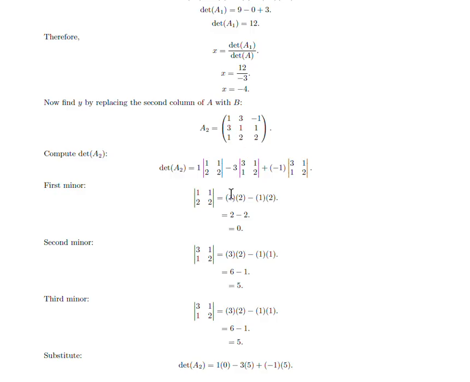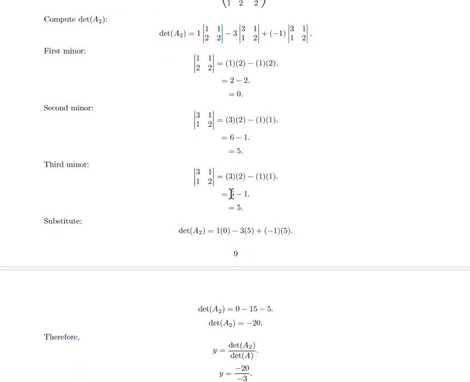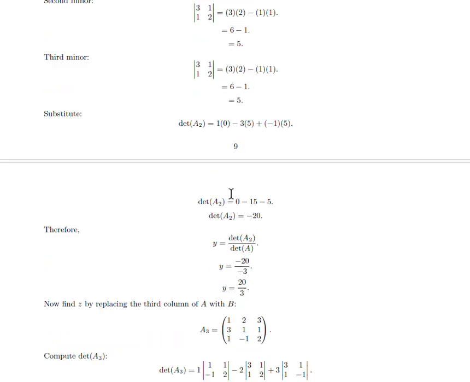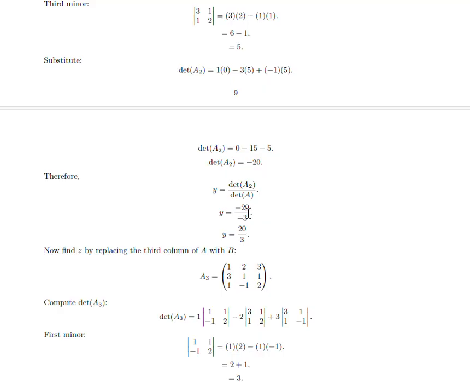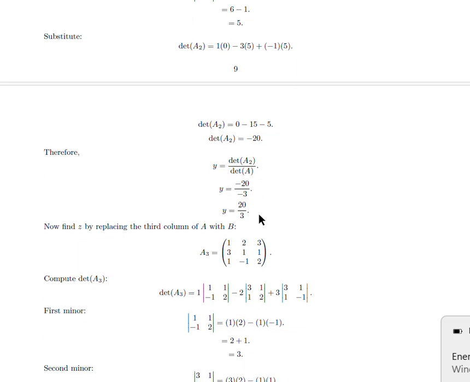We'll find the determinant, same procedure. We'll get minus 20. So y now, which is the second variable, will be determinant of A2 over determinant of A, as minus 20 over 3... which is 20 over 3. Minus cancels out minus. So we have x, we have y now.